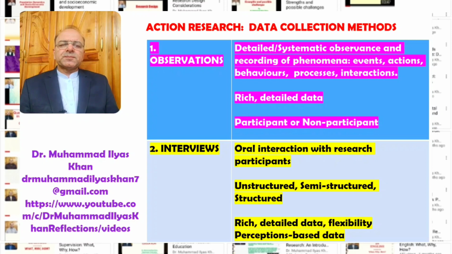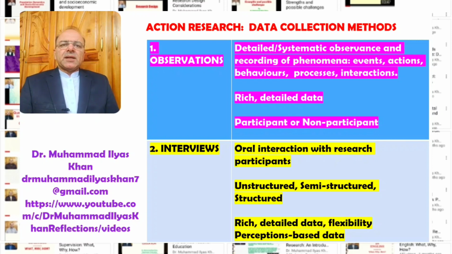So generally, observation is a very useful action research data collection method because it helps in the collection of rich contextual data. Observation could be participant observation, where the researchers observe and also take part in the activity, and it could be non-participant, where the researcher's basic role is limited to just the role of the observer rather than as part of the action or the activity.